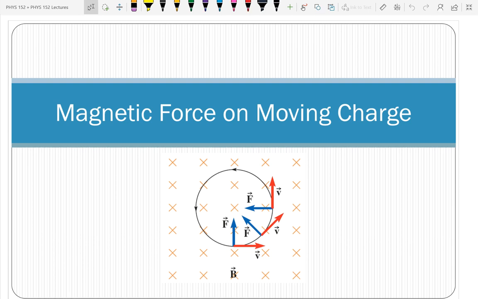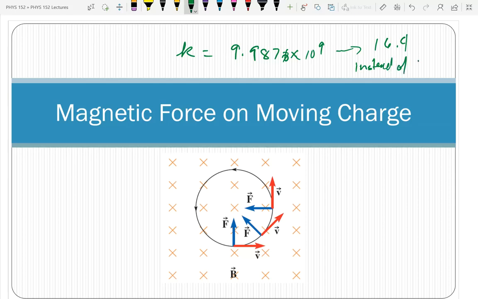Magnetic force, I have to make a very sad admission. One of the things students complained about last semester was me having the wrong answer on the test. I calculated one of the problems using K equals 9.976 times 10 to the 9th, and that gave me an answer that was 16.4. I don't remember what it was, when it should have been 17.3.